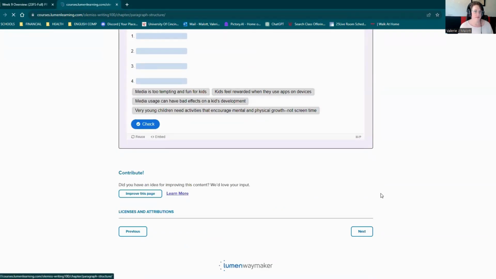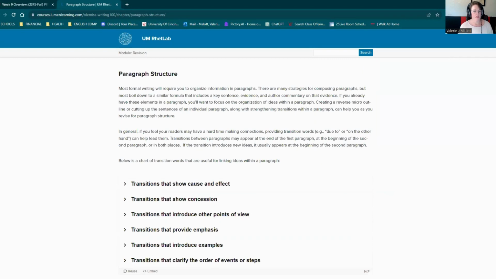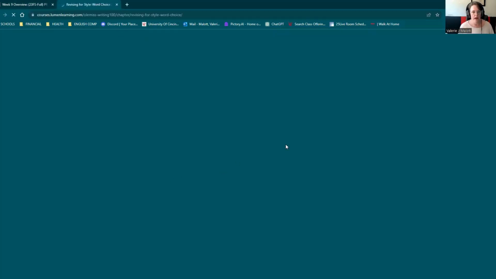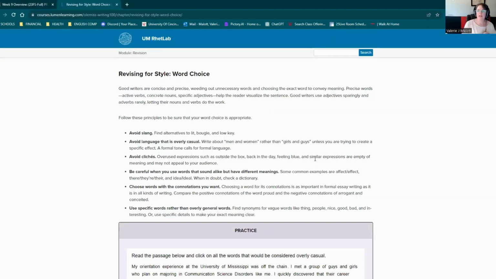Then the next one, I think it's the next page. Nope. We had that last week. Revising for style, word choice. Now is really when you need to start thinking about word choice and how to write in a more quote unquote academic tone. So that means trying to avoid slang, find alternatives to the very common slang things that we use in our day-to-day language. You also want to avoid language that is overly casual.